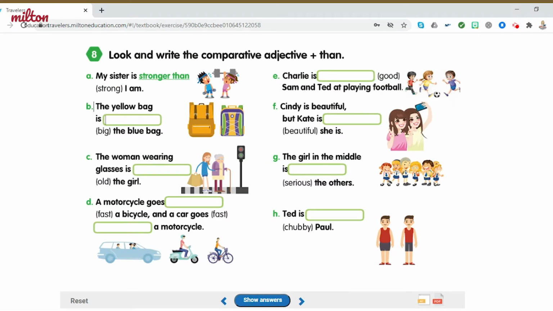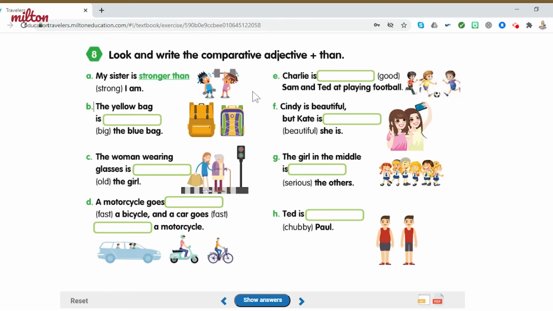All right. Now that we have learned these rules about how to compare 2 things, we are going to practice them. In this exercise, we have to look at the picture and then write the comparative adjective plus the word than. Now, than is very, very important when we talk about comparing. Don't forget the word than. So here's how this exercise works.